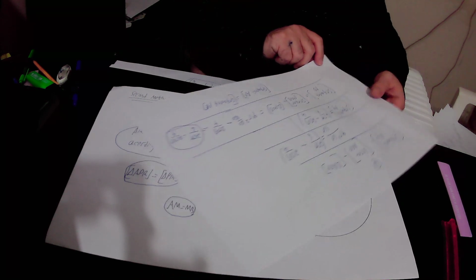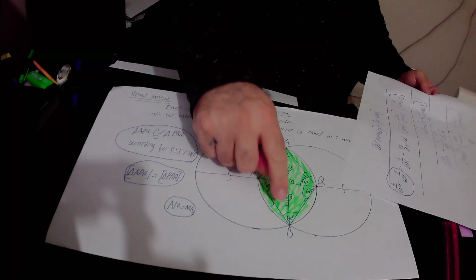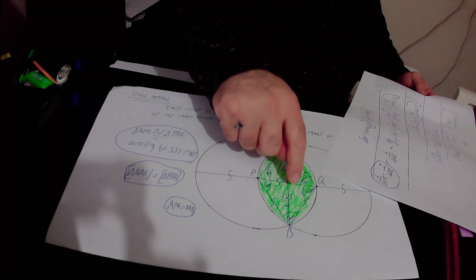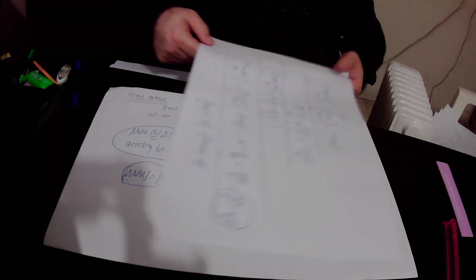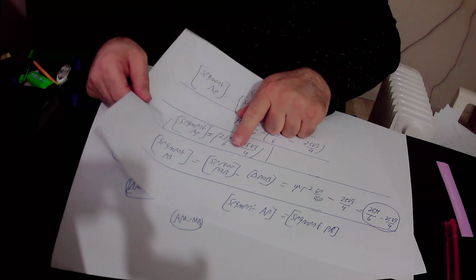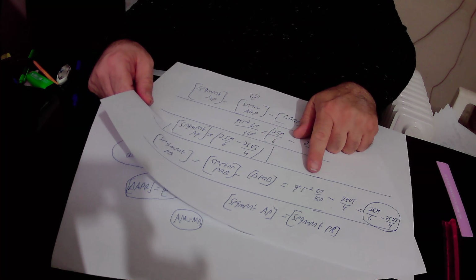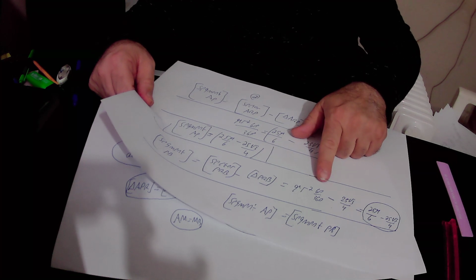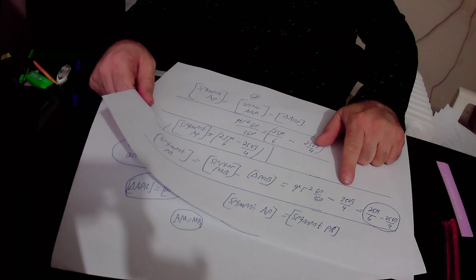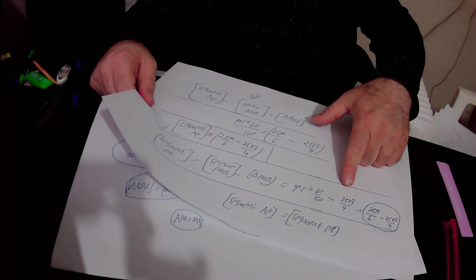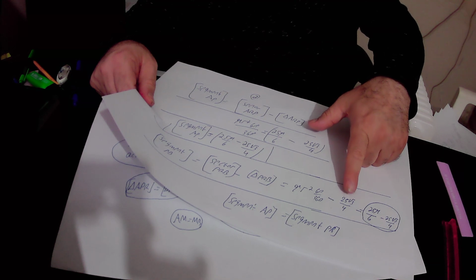Then we calculated the area of segment PB. The area of segment PB equals the area of sector PQB minus the area of triangle PQB. I repeat again, the area of segment PB equals the area of sector PQB minus the area of triangle PQB. And the area of sector PQB equals pi r squared times 60 degrees over 360 degrees. But because the area of triangle PQB equals the area of triangle AQP, the area of triangle PQB is 25 times square root of 3 over 4.